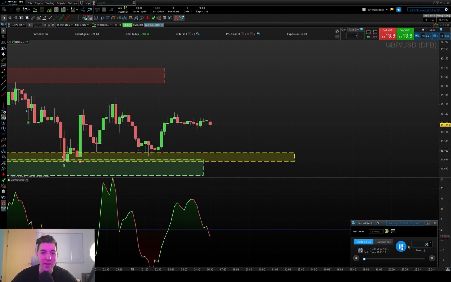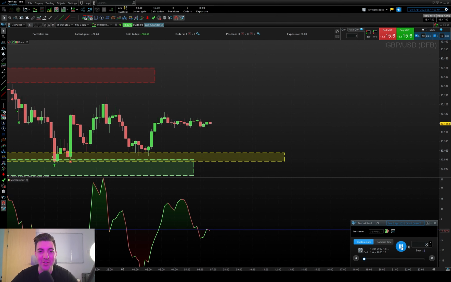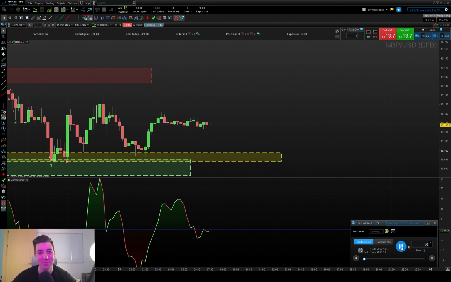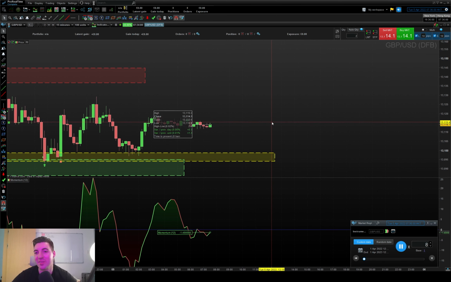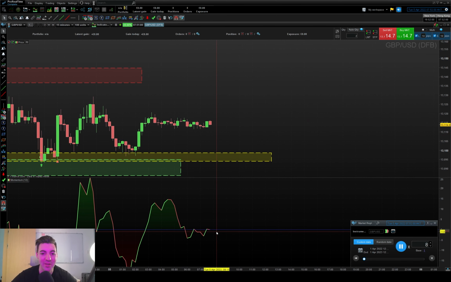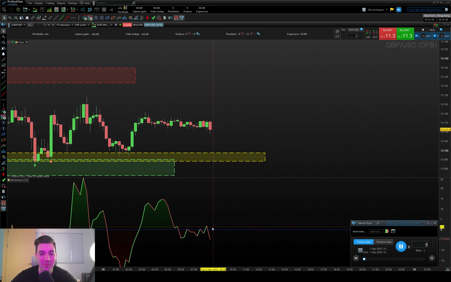I want to put in a trade, but you don't know which direction the market's going to go. When it's dead center between our two zones, we don't know where it's going to go. Even the momentum, look at this. It's just playing around this line.